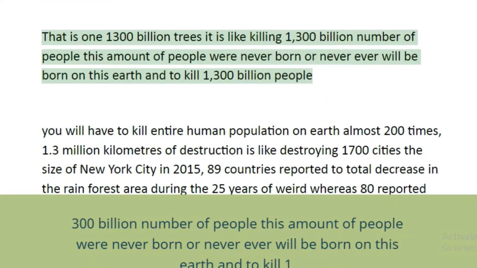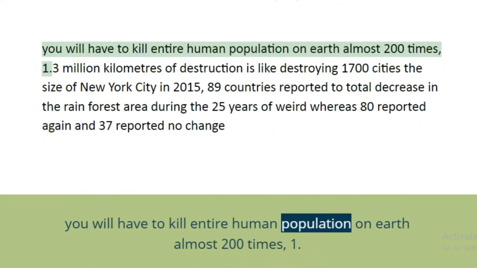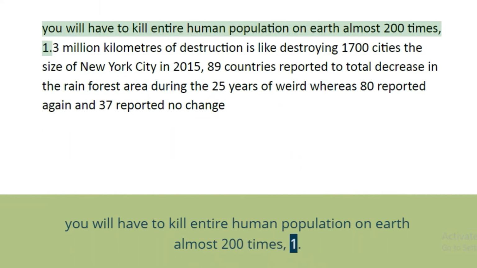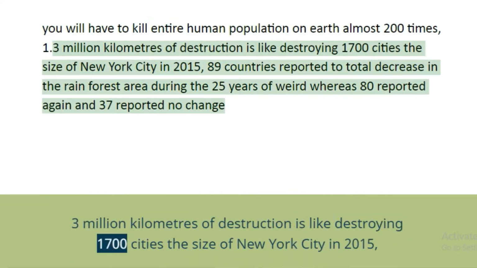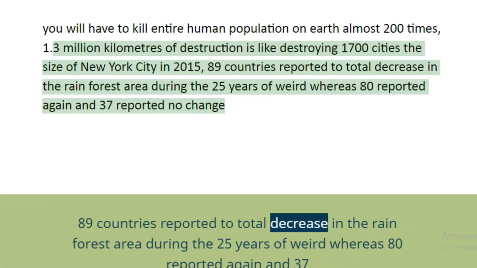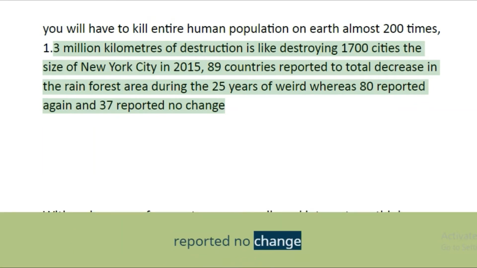And to kill 1,300 billion people, you would have to kill the entire human population on earth almost 200 times. 1.3 million square kilometers of destruction is like destroying 1,700 cities the size of New York City. In 2015, 89 countries reported a total decrease in forest area during the 25 years of the assessment, whereas 80 reported a gain and 37 reported no change.